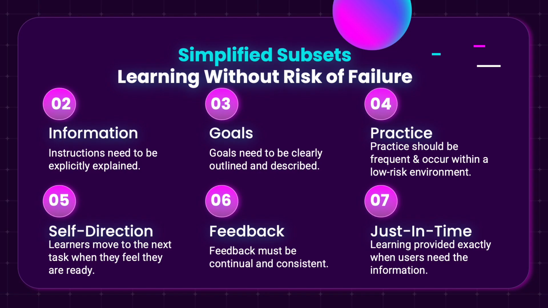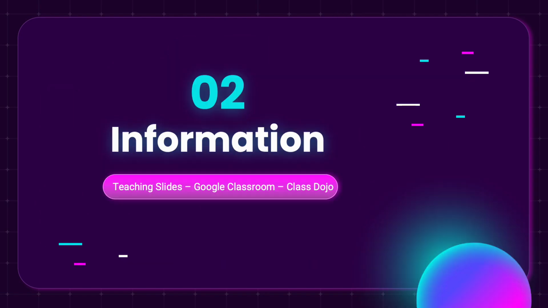So I want to talk about how I would use these best practices in my writing classroom. Best practice number 2 is all about making sure you have explicitly explained the instructions for the assignment. I would use teaching slides, Google Classroom, and Class Dojo to make sure that both students and parents have all the information they need to work on assignments.